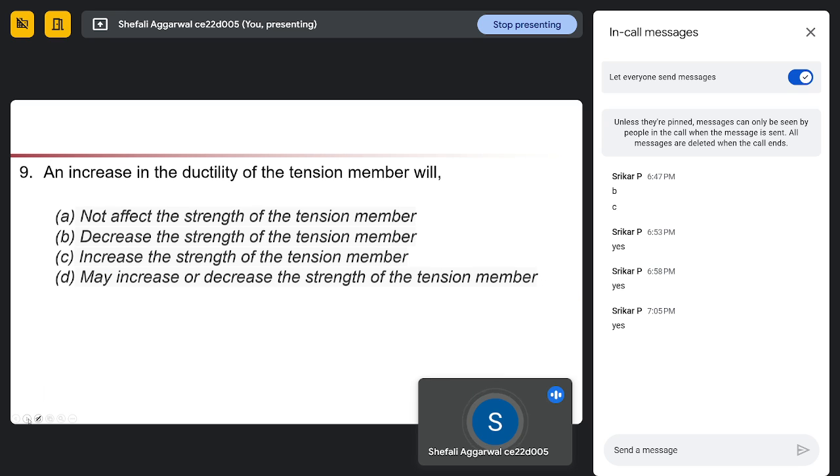So next question is, an increase in the ductility of the tension member will have no effect on the strength of tension member, decrease the strength of tension member, increase the strength of tension member, or may increase or decrease the strength of tension member. We have seen in our slides previously. If we are increasing the ductility, it will increase the strength of tension member. Okay.